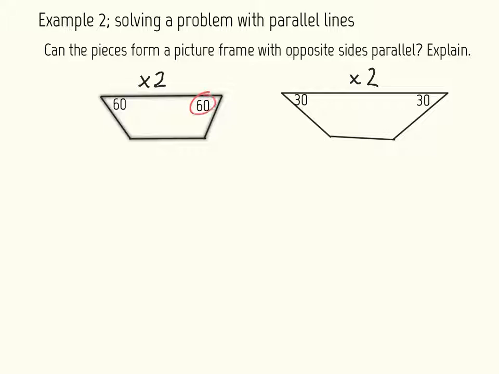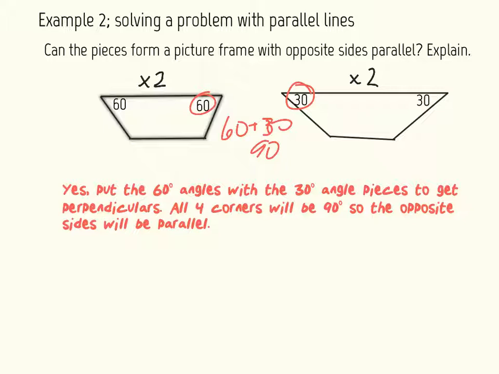If you put a 60 degree with a 30 degree, 60 plus 30 is 90, so then we would have perpendiculars on the ends. As long as you match up the 60 degree and the 30 degree angles, you could create a picture frame with two sets of parallel sides. So you would write, yes, put the 60 degree angles with 30 degree angle pieces to get perpendiculars at all four corners. All four corners will then be 90 degrees, so the opposite sides will be parallel.